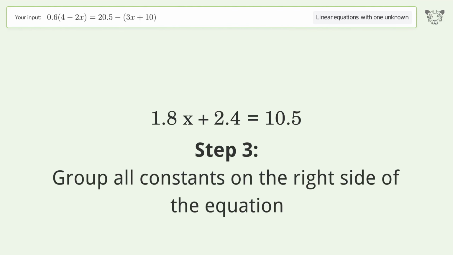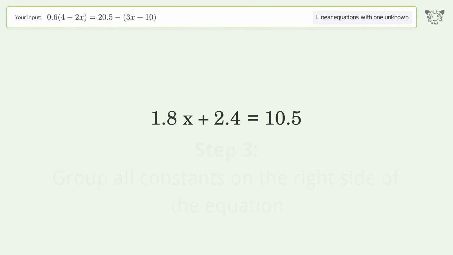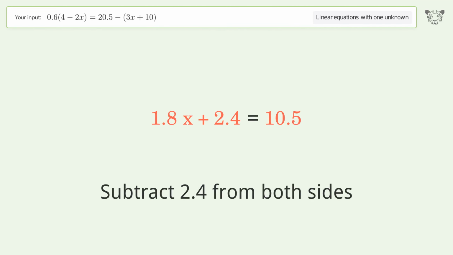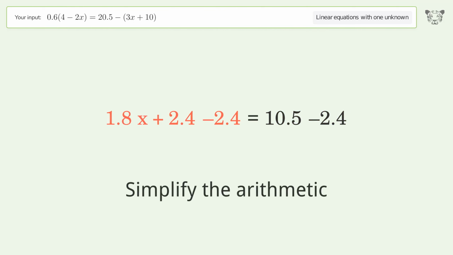Group all constants on the right side of the equation. Subtract 2.4 from both sides. Simplify the arithmetic.